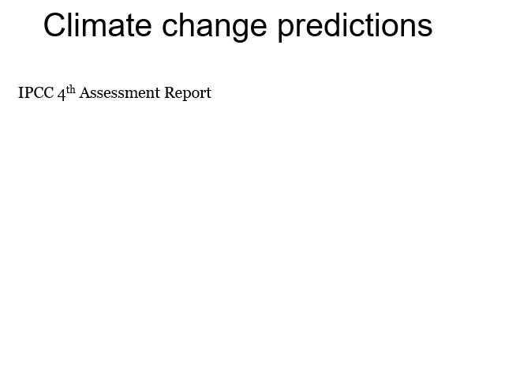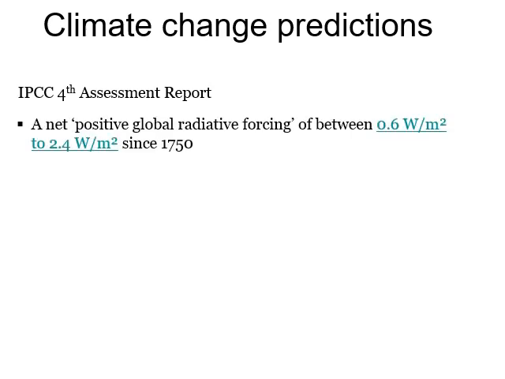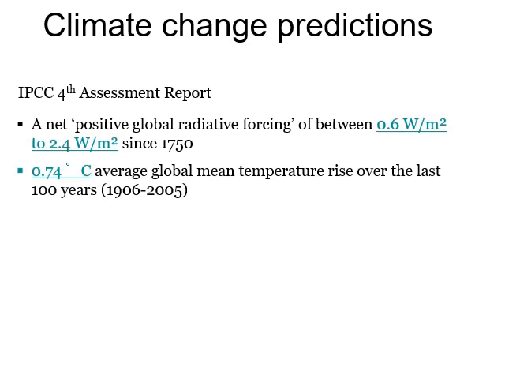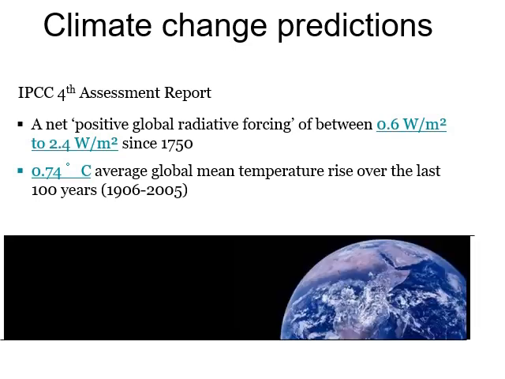Now, climate change prediction, the prediction of the IPCC, I will talk about it in the next few slides. They expected that there is a positive global radiative forcing between 0.6 and 2.4, the increase in solar radiation, because of more trapped energy on this planet, and the temperature based on this increases around 0.74 Celsius. You may say it's less than 1 Celsius, yeah, but it makes a huge difference. An increase in temperature in points will make a difference on this planet.